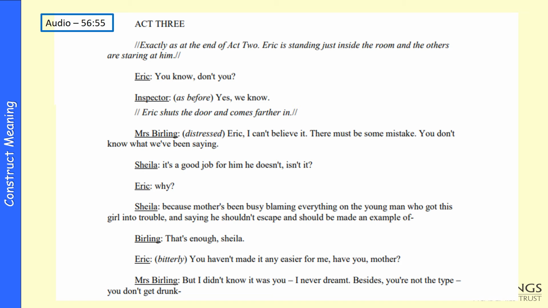I'm going to play the audio. You need to be reading along whilst you're listening. As I said before, some of the audio isn't quite the same as it is on the text. So when you're quoting, you need to quote from the text, not from the audio.